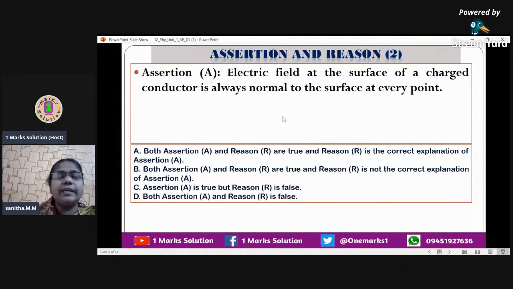Now, the second question is the assertion. We can say electric field at the surface of a charged conductor is always normal to the surface at every point. This is one of the very important topics, that means one of the topics of the electrostatics of conductors. In the electrostatics of conductors, 6 points are there. Out of this, this is one of the very important topics. Always it is normal to the surface.